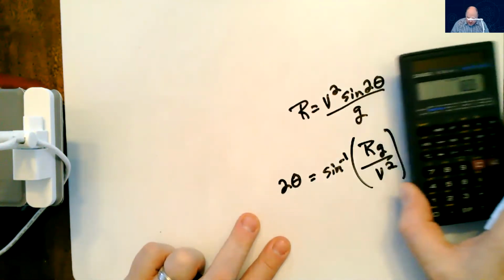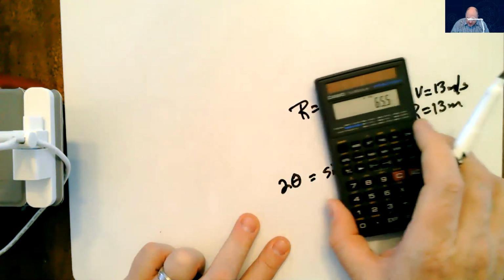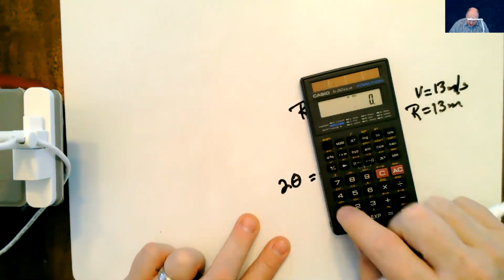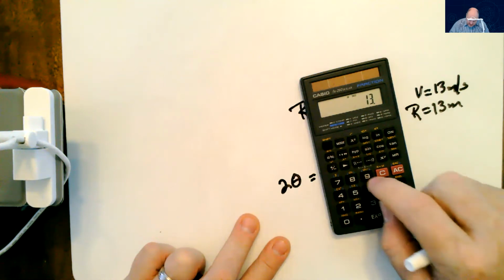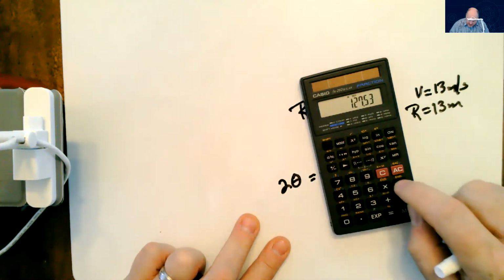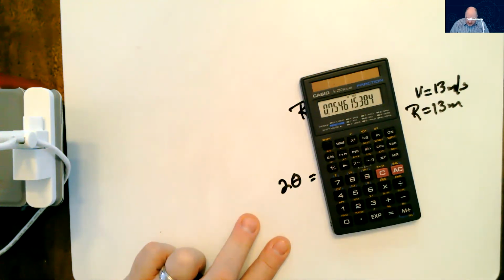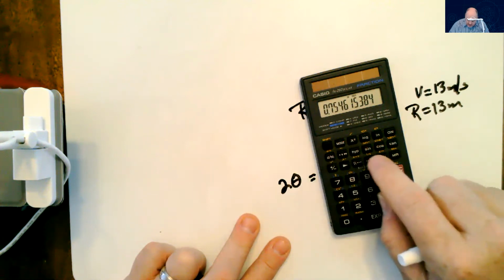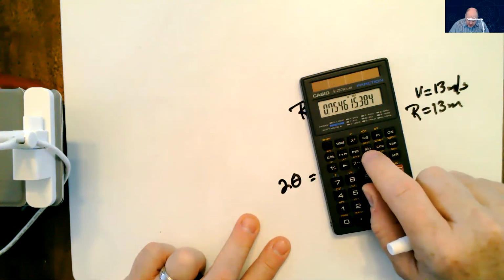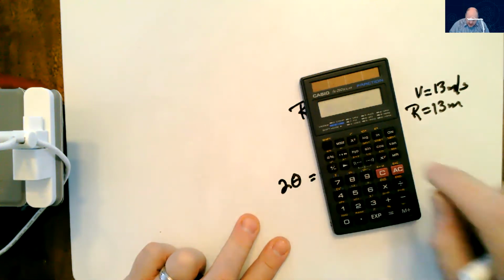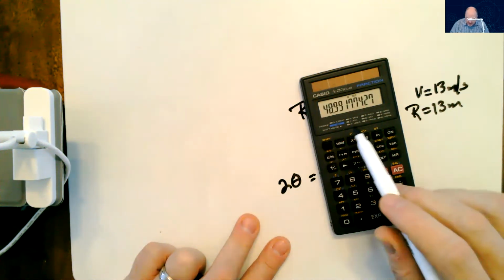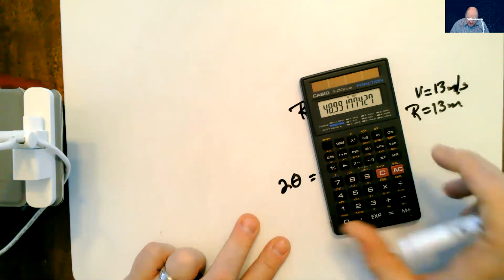So I'm going to show you how this works in the calculator. You're going to do range 13 times gravity 9.81 divided by v squared, 13 squared, equals, you get that, and then you do inverse sine. Here's the sine button on my calculator, but I need sine minus 1. So I need shift sine, and I get basically 49 degrees.